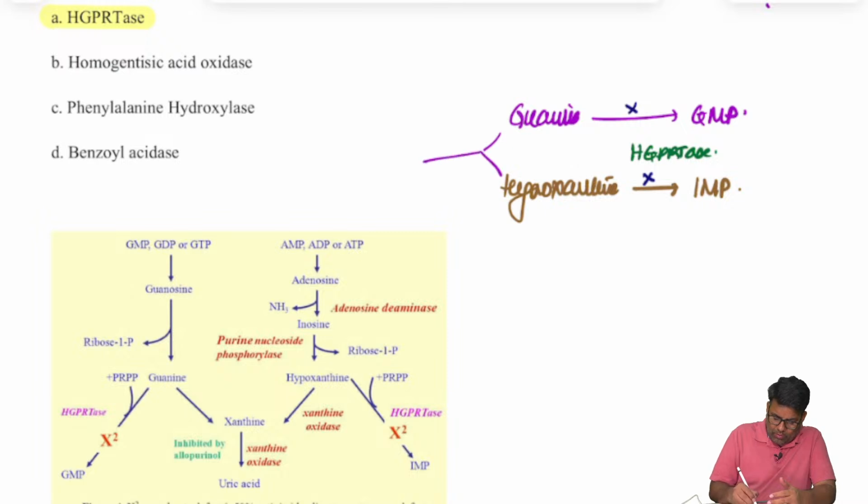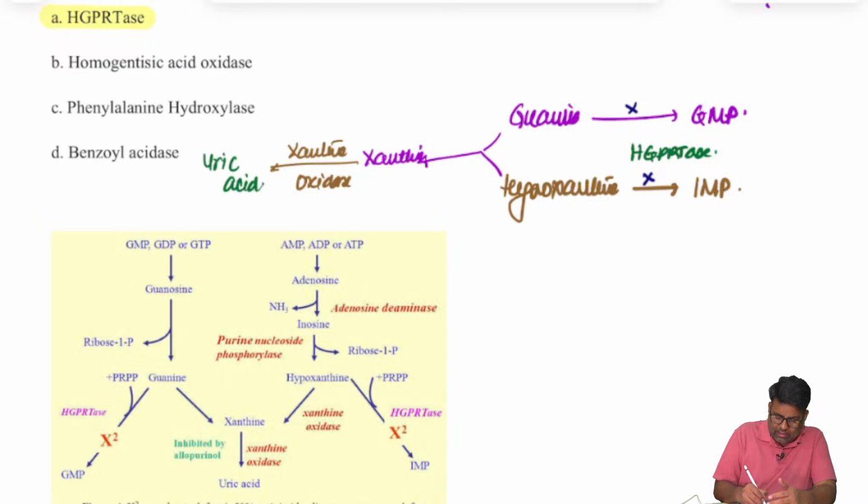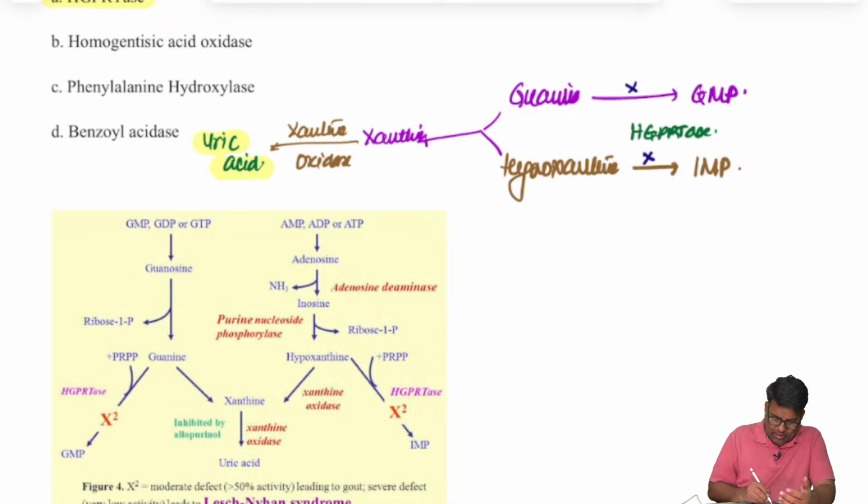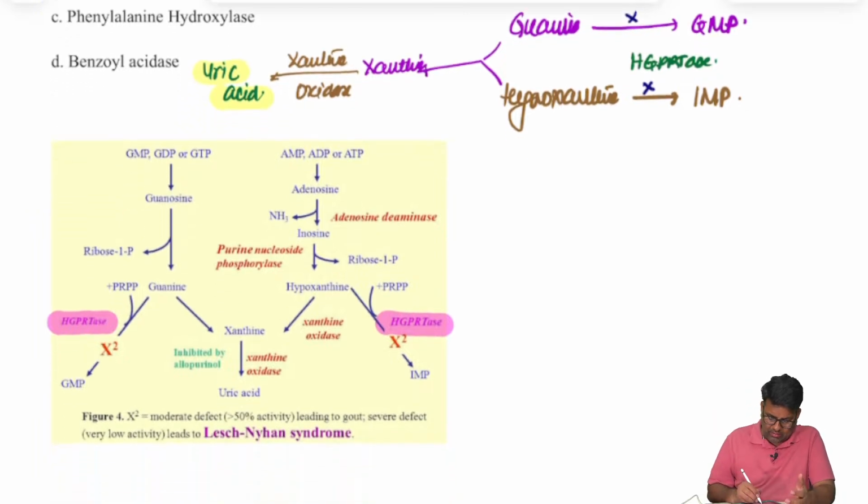And what would happen? They will promote synthesis of xanthine, which when acted on by xanthine oxidase will lead to formation of uric acid, right? And since there is more production of uric acid, that is hyperuricemia, which manifests as gout. So this is the reason why there is gout in a patient of Lesch-Nyhan syndrome, right? So this is because of deficiency of the enzyme HGPRTase. So this is Lesch-Nyhan syndrome.